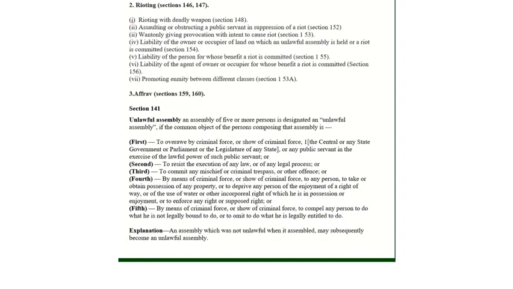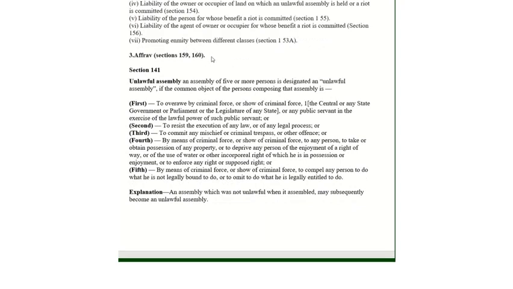The third one is to commit any mischief or criminal trespass or other offence. The fourth one is, by means of criminal force or show of criminal force, to any person to take or obtain possession of any property, and so on, which are mentioned below. The fifth point is, by means of criminal force or show of criminal force, to compel any person to do what he is not legally bound to do, or to omit to do what he is legally entitled to do. The explanation of this is that an assembly which is not an unlawful assembly when it assembled may subsequently become an unlawful assembly.